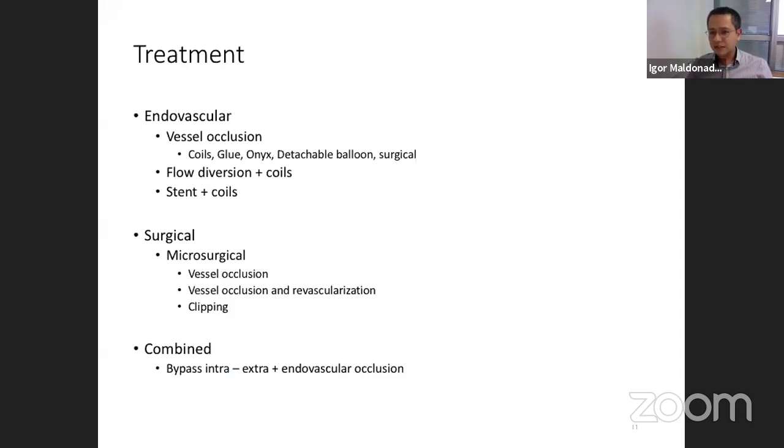So there are different combinations of treatment options: endovascular, surgical, and combinations. The endovascular arsenal has increased since the advent of flow diverters recently. It's certainly an important option when the goal is to preserve the vessel. When occlusion is possible, therapeutic vascular occlusion should always be considered, in my opinion.